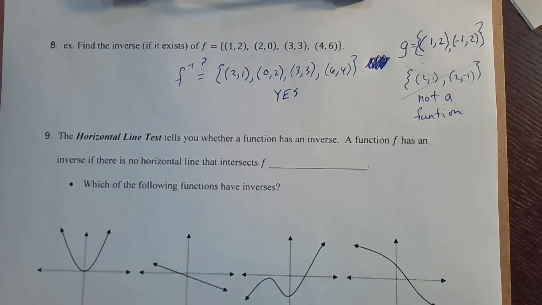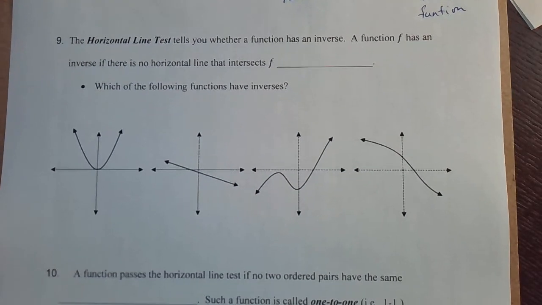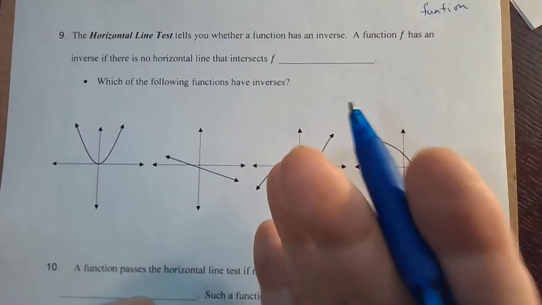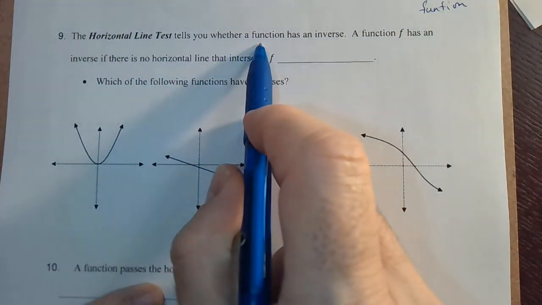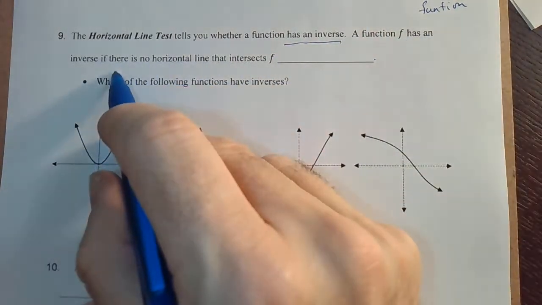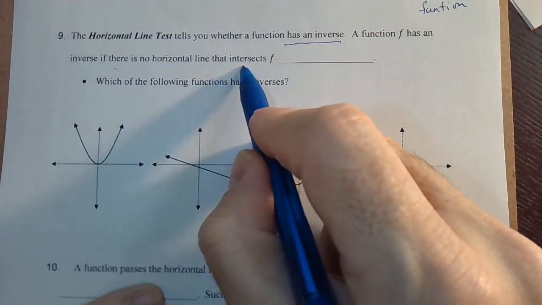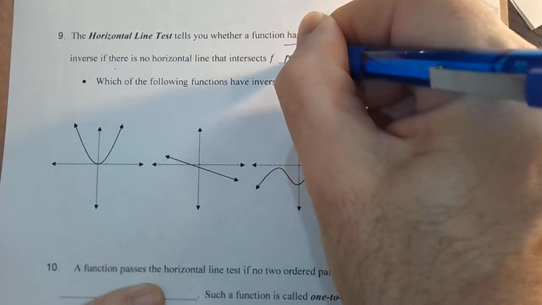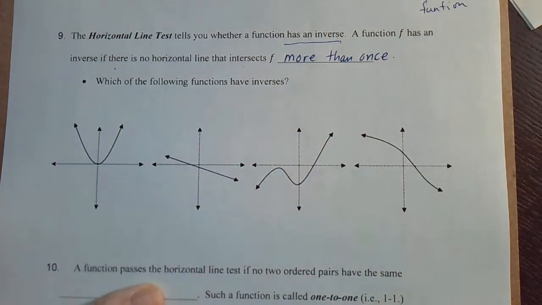Okay, so now let's look at something called the horizontal line test. I think we already know about the vertical line test that helps you determine if a graph is a function. The horizontal line test tells you whether a function has an inverse function. A function f has an inverse function if there's no horizontal line that intersects f more than once, or at more than one point.